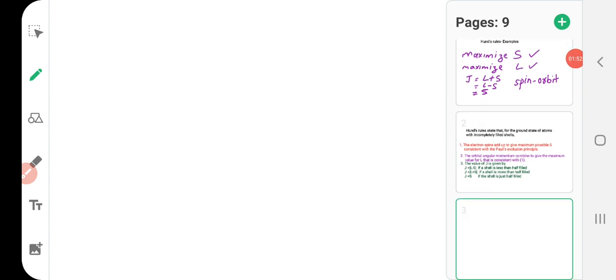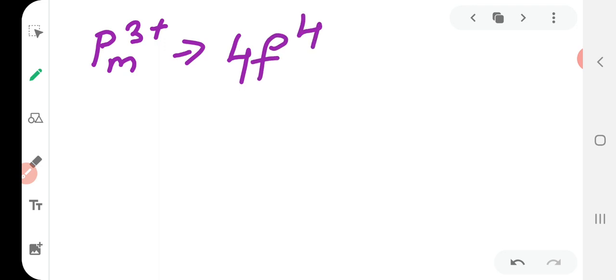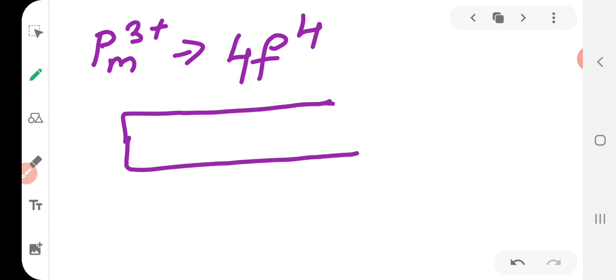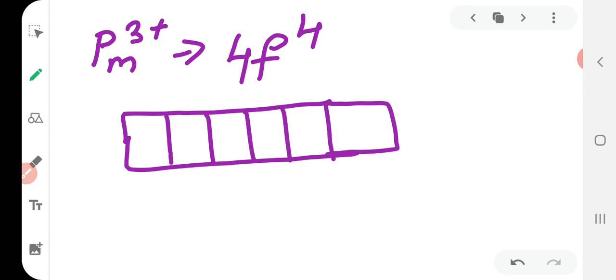Now let us consider an example. Consider promethium 3 plus ions, where its subshell is 4f4. That is, its incomplete subshell or unpaired electron is in the F level, and there are 4 electrons. Since this is an F subshell, this F subshell can accommodate 14 electrons. It will have 7 subshells and it can accommodate 14 electrons.